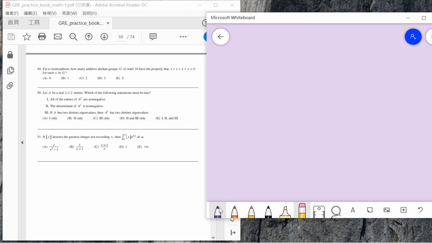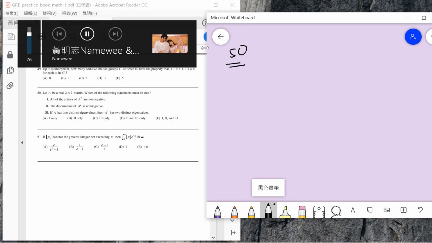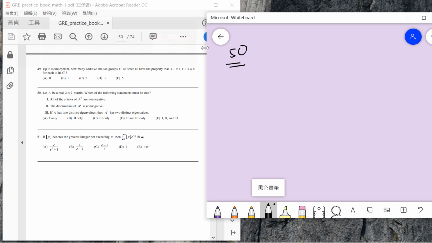Hello. So we solve number 50. It will be a real 2 by 2 matrix A. Which of the following statements must be true? Okay. So, all the entries of A squared are non-negative. This is definitely wrong.